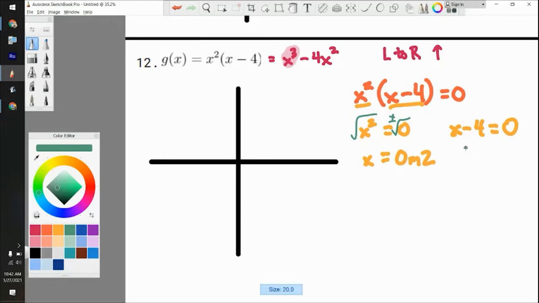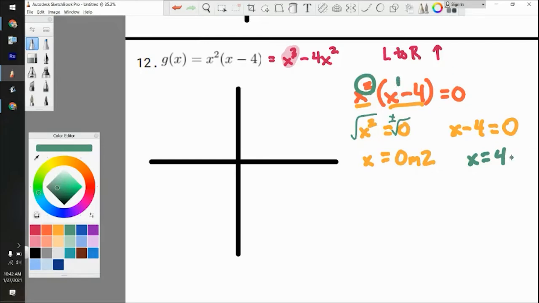The other one here, if you add 4 to the other side, you get x equals 4. It's multiplicity 1. There's no plus or minus. There's no square root. There's nothing like that. Okay. Another way you can look at it is just looking at the power. This is 2. You should have 2 answers out of this, but there's only 1. That means it's multiplicity 2. This one is x to the first. There's only 1 answer, 4.